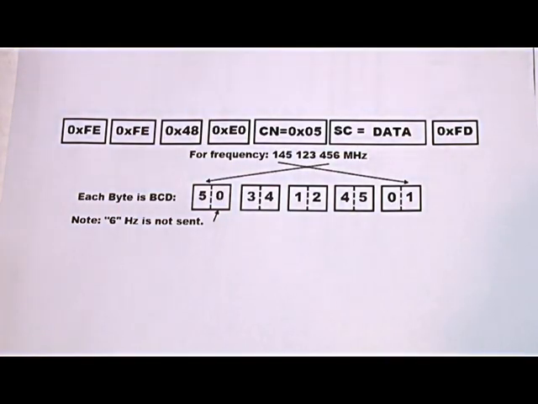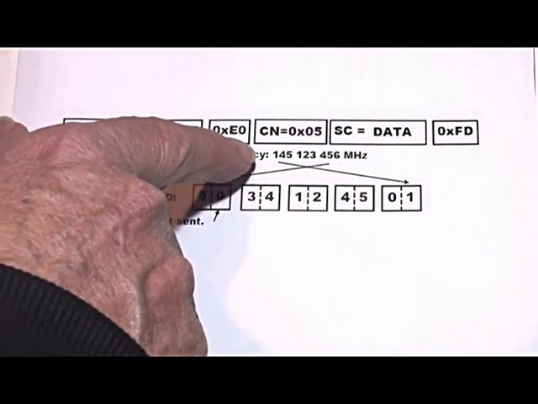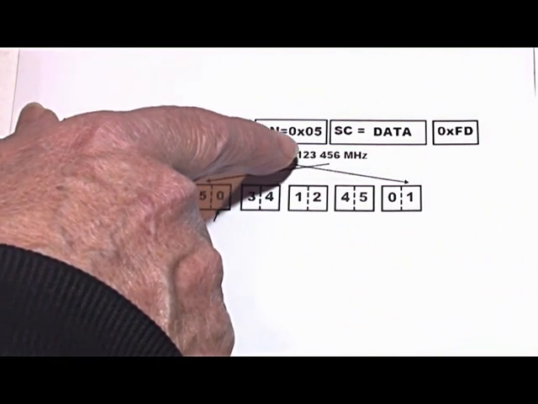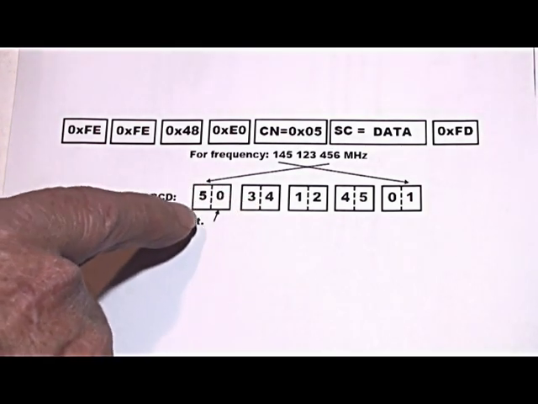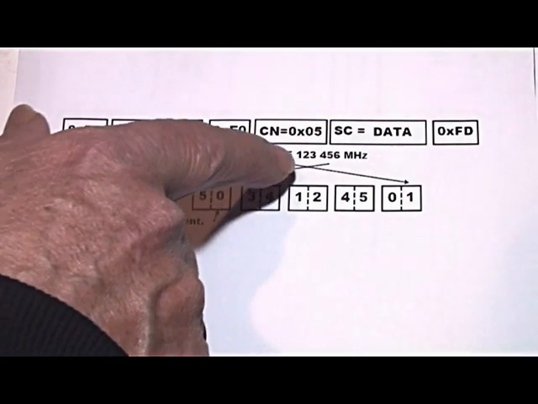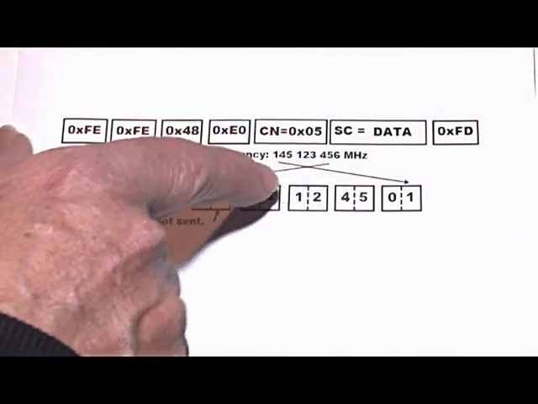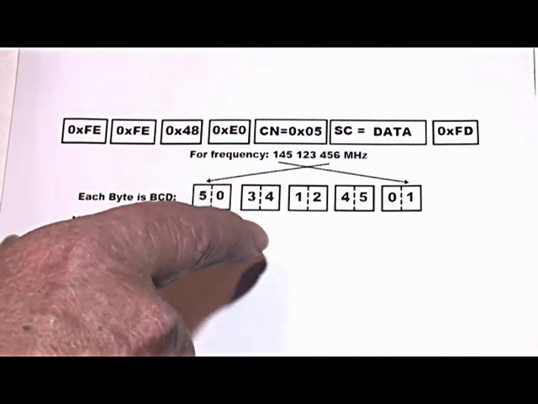So here is the data stream that goes from the microprocessor to the radio. The preamble, address of the radio, address of the controller, the control number for frequency, and then the data. Now you'll notice that the byte that gets sent first is the 5 of the hertz, tens of hertz. The 6 is not sent. I send that as a 0. I only send 8 digits, not 10.